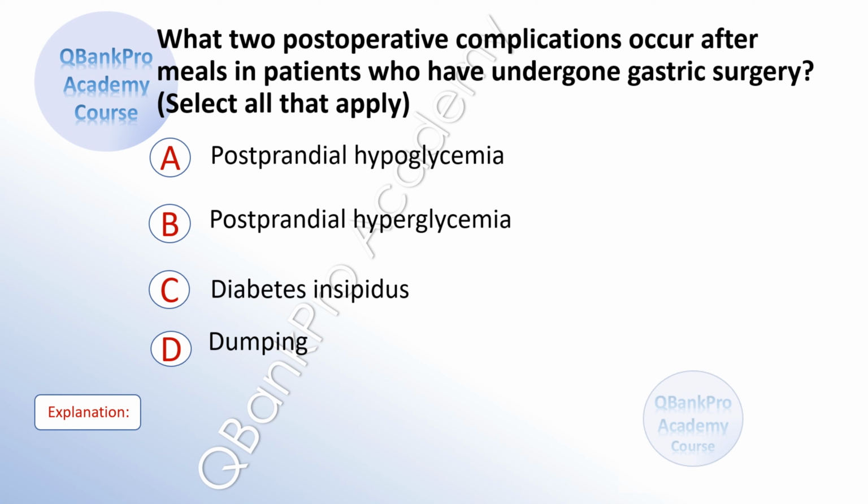What two postoperative complications occur after meals in patients who have undergone gastric surgery? Select all that apply. A. Postprandial hypoglycemia. B. Postprandial hyperglycemia. C. Diabetes insipidus. D. Dumping.